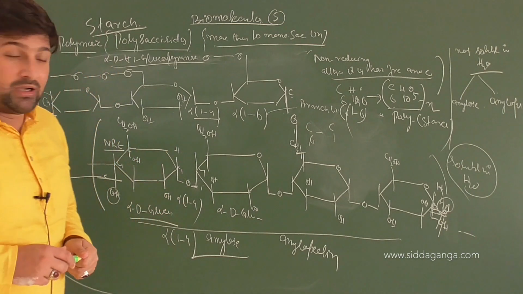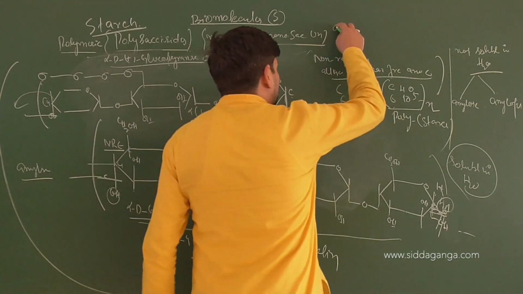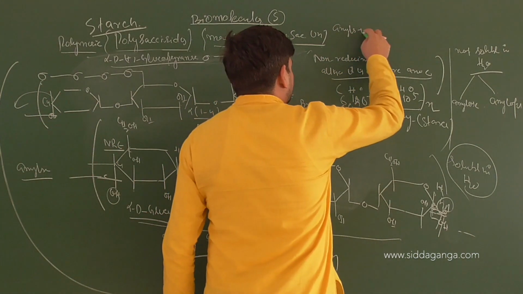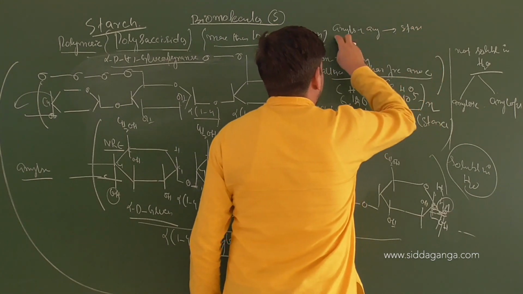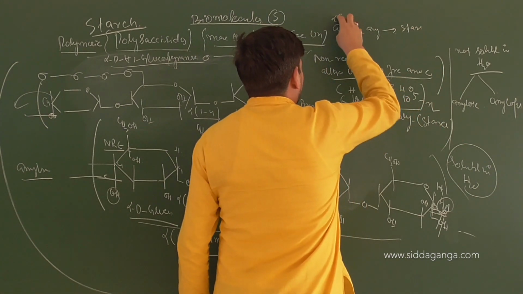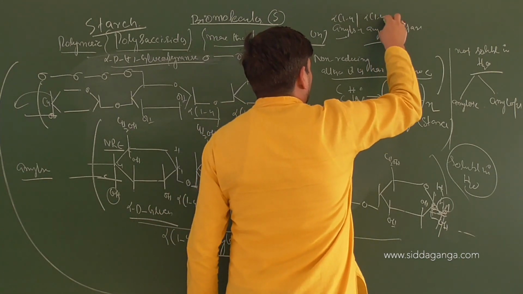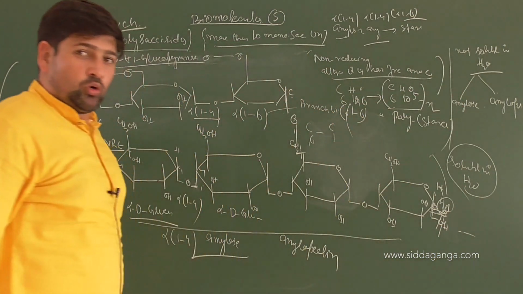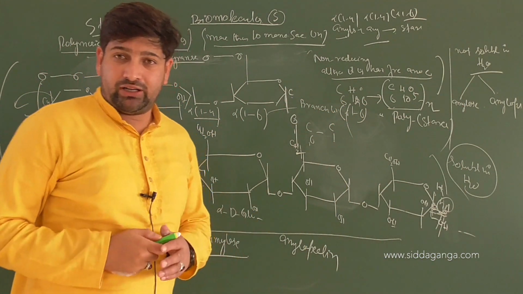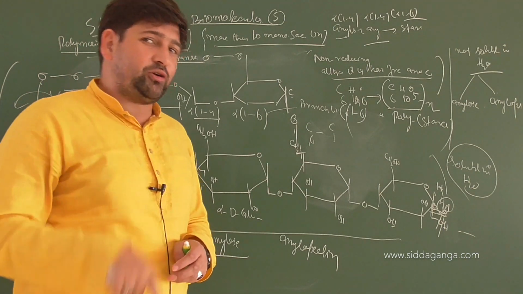So the whole, amylose plus amylopectin, on the whole makes what? Starch. In amylose the link is only alpha 1,4. In amylopectin you have alpha 1,4 links as well as alpha 1,6 links. Remember that the enzymes we have in the body do not work on the reducing ends. They only work on the non-reducing ends.